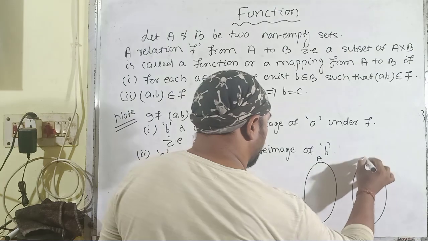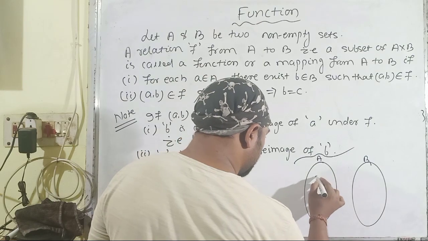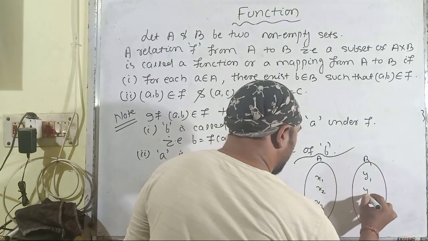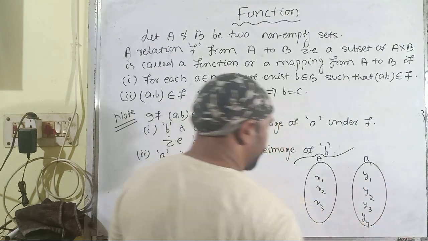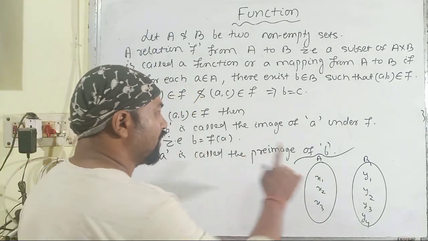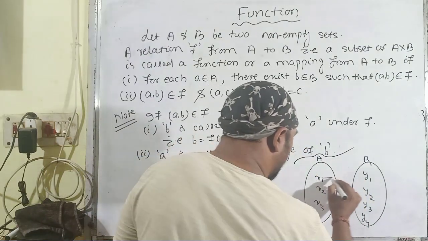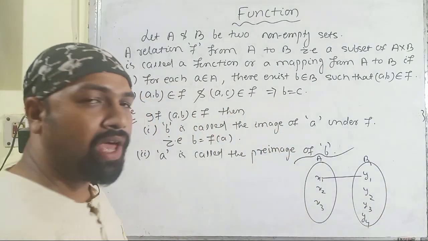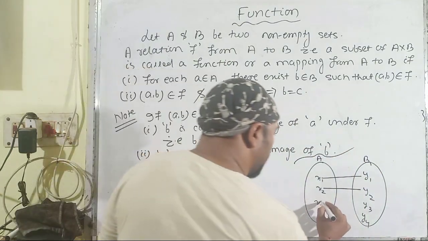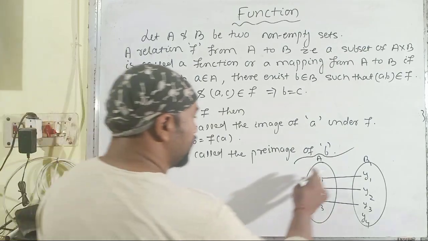Suppose this is the first set A and this is the second set B. Suppose there exist three elements, x1, x2 and x3, and there exist y1, y2, y3 and y4. For each and every element present in the first set, there must be an element in B. I have taken here y1, y2. Suppose x1 is making an ordered pair with y1, x2 is making an ordered pair with y2, x3 is making an ordered pair with the element y3 in the set B. Then this is called a function.